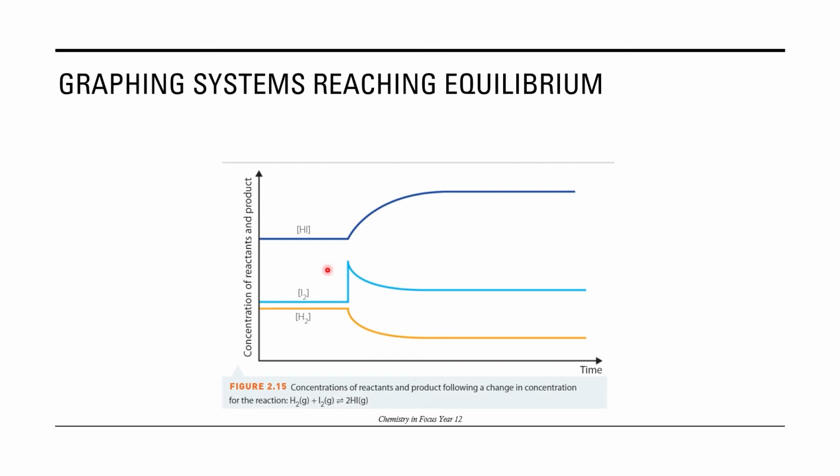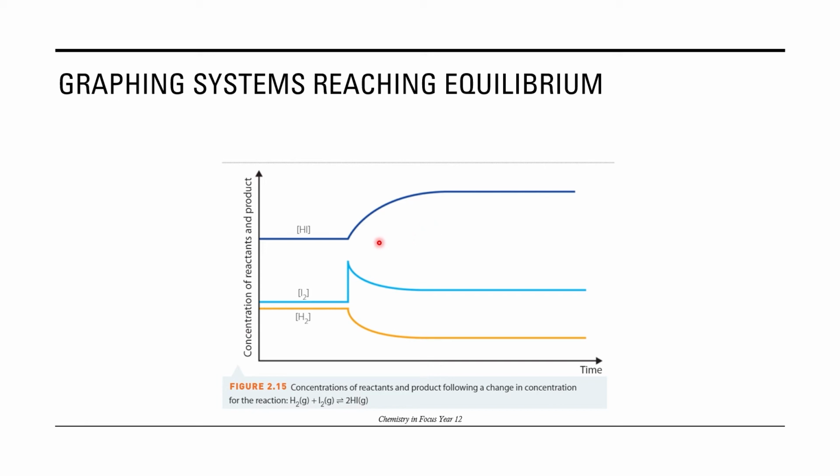What happens then is that there's going to be a little bit of a shift towards the right. There's more iodine particles capable of reacting, so the reaction rate of the forward process is going to be increased. And what we see is that the concentration of those reactants, the iodine and the hydrogen, slowly decline. And what we see is an increase in the concentration of hydrogen iodide as a result, as more hydrogen iodide is being produced.